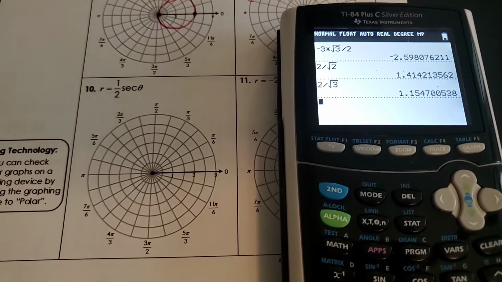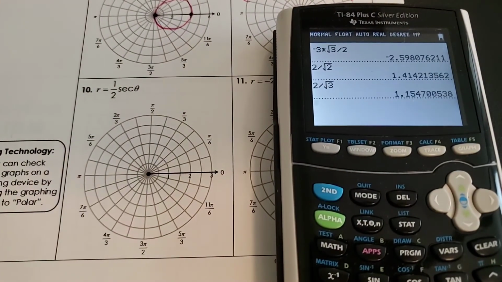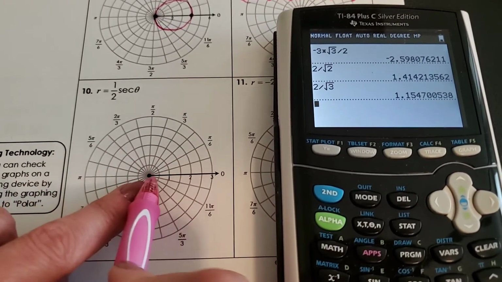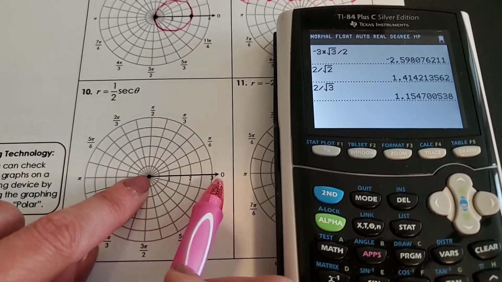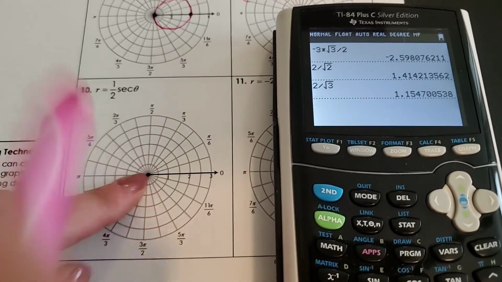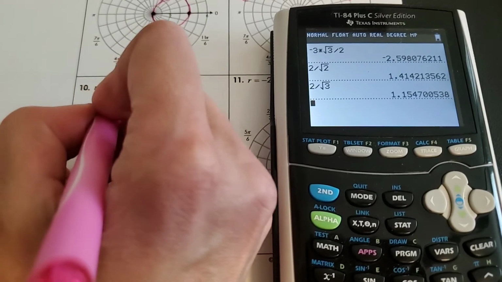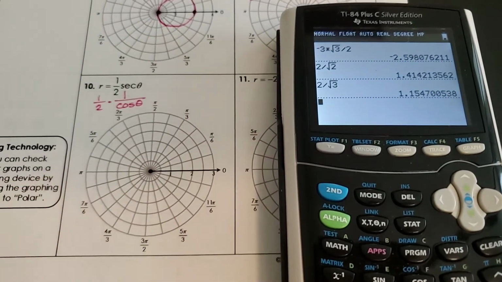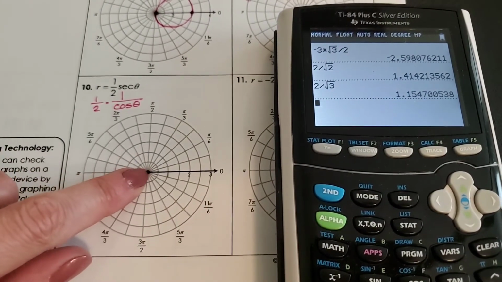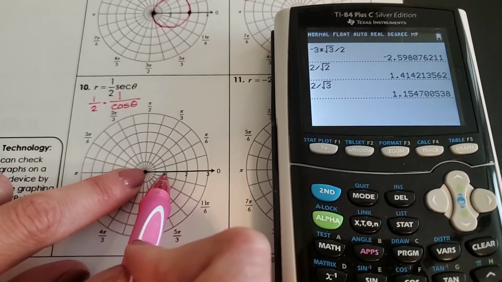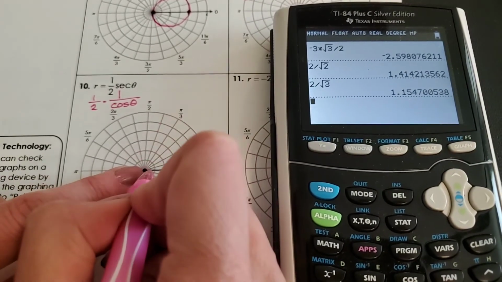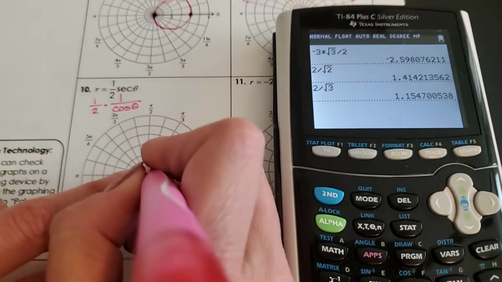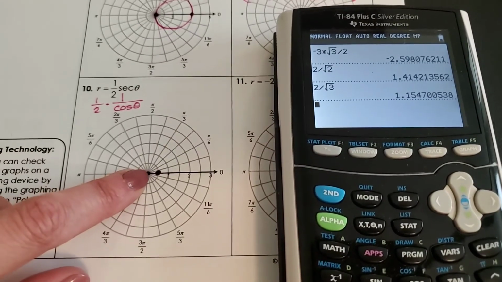It's not the cosecant function. It is the secant function. And so let's put in some values and see what happens. This is like 1/2 times 1 over the cosine. Well, the cosine at 0 is 1, but we want half of that. So it will be at 1/2 comma 0.